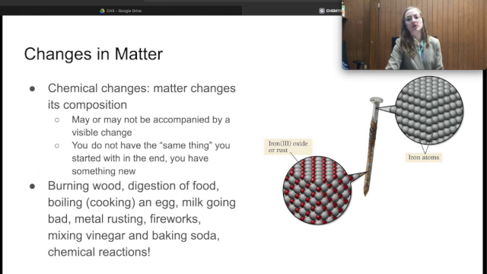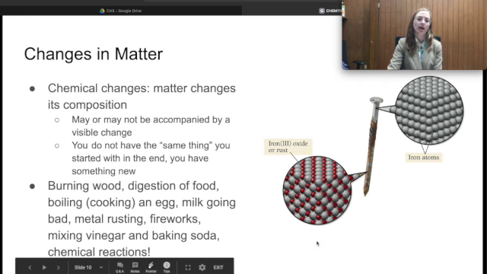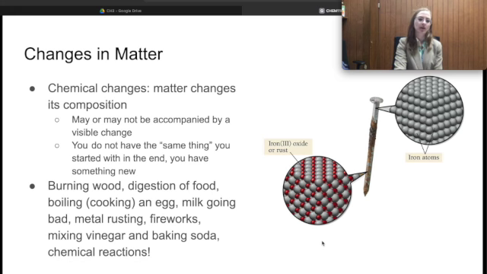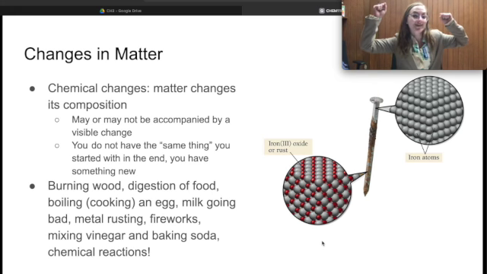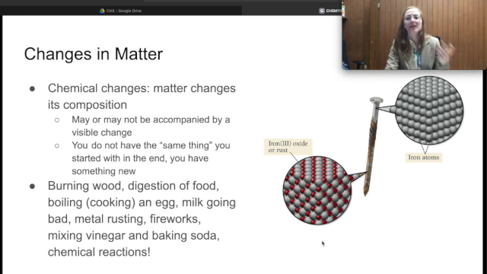So we also have chemical changes in addition to our physical changes. In chemical changes, matter is going to change its composition. So we have something different at the beginning than we do at the end. It may or may not be accompanied by a visual change. We may or may not see what's happening, but in the end, you do not have the same thing you started with. So this might be like burning wood, digesting food, cooking an egg, milk going bad, fireworks, mixing vinegar and baking soda, or chemical reactions. So we have the chemical change in matter.